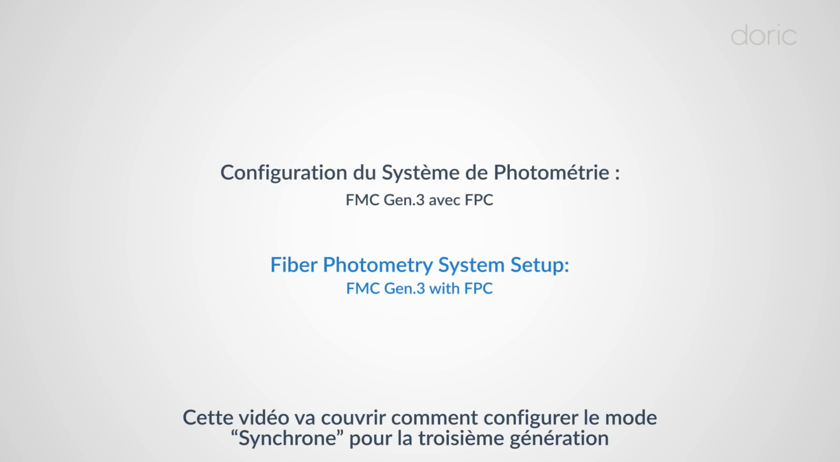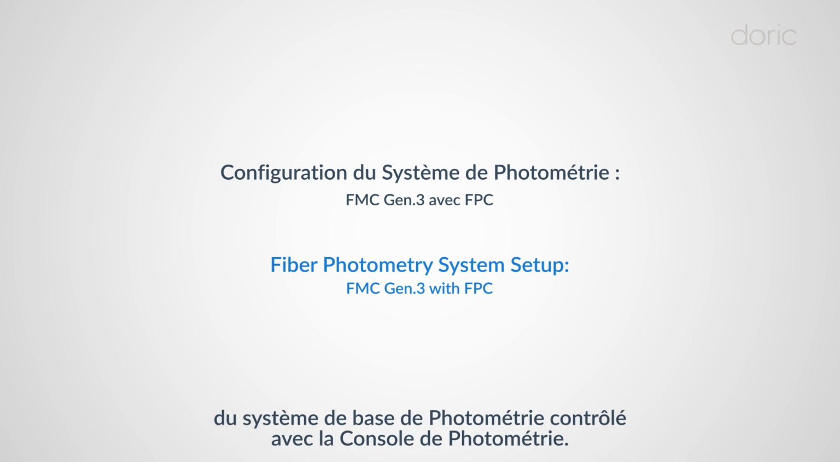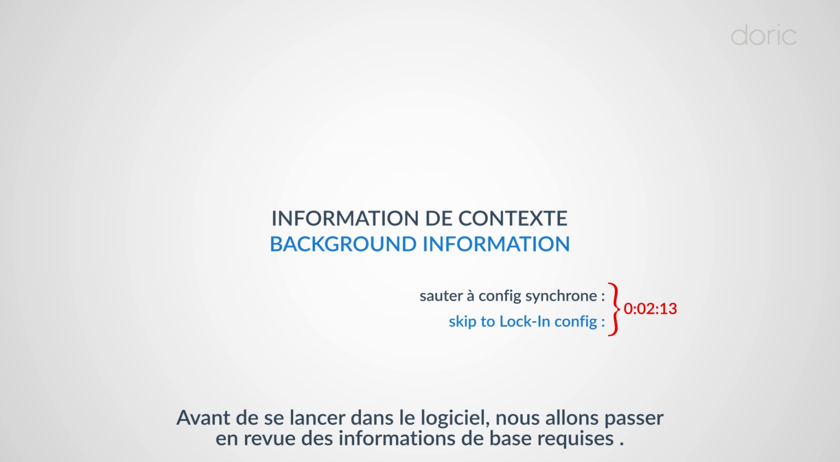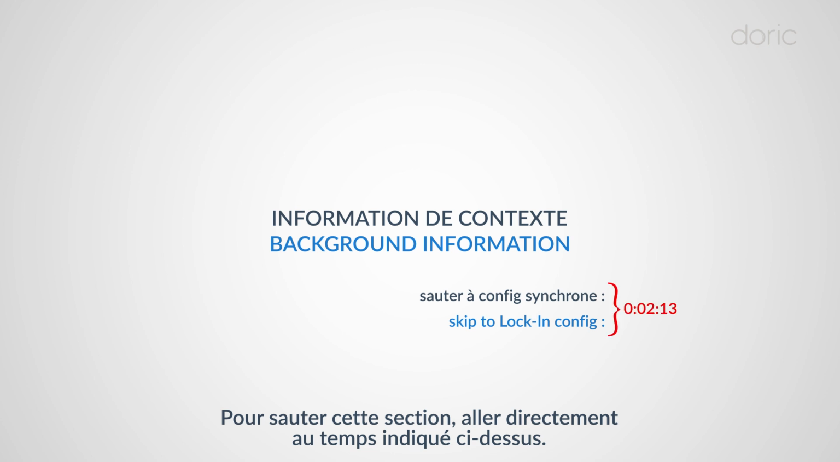This video will cover how to set up the lock-in configuration for the third generation of basic fiber photometry systems driven with a fiber photometry console. Before diving into the software, we will quickly run over required background information. To skip this section, jump to the timestamp below.